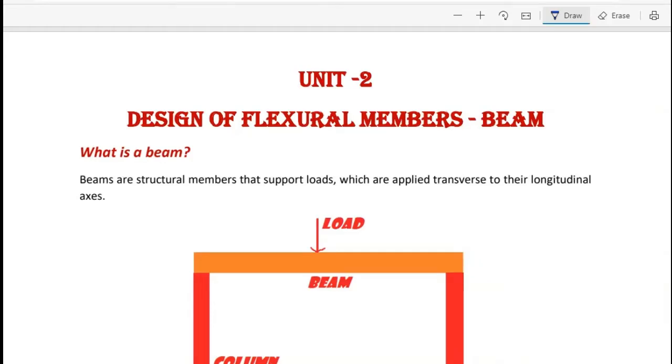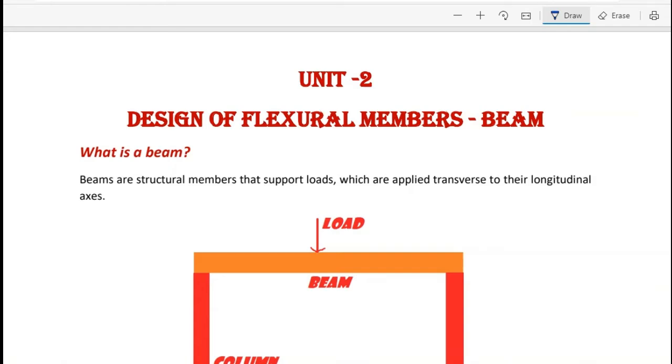In this video, we are going to discuss the introduction to Unit 2, that is design of flexural members, beams. So we call these beams flexural members. Let me start with the definition of beam. What is a beam? A beam is a horizontal member which supports load acting on it in the transverse direction.